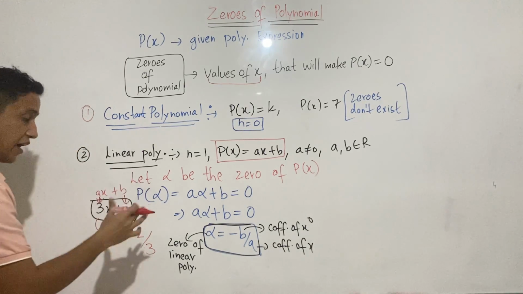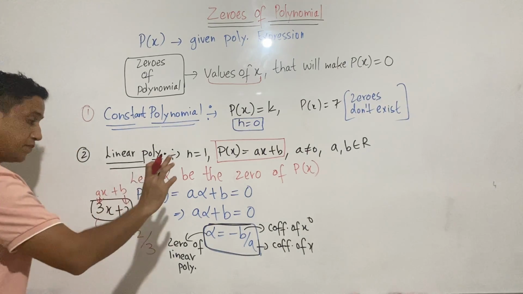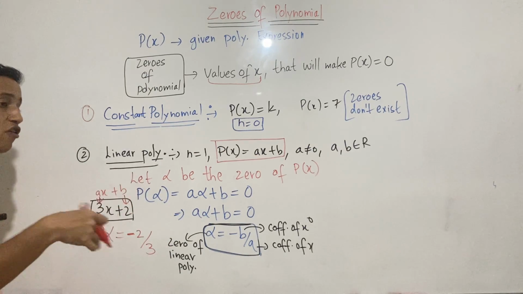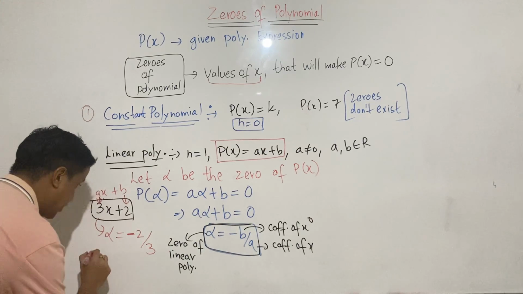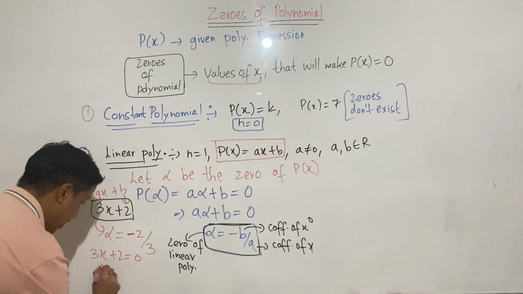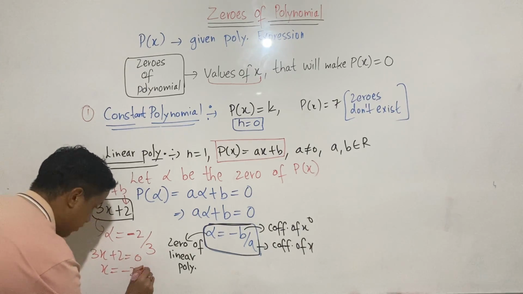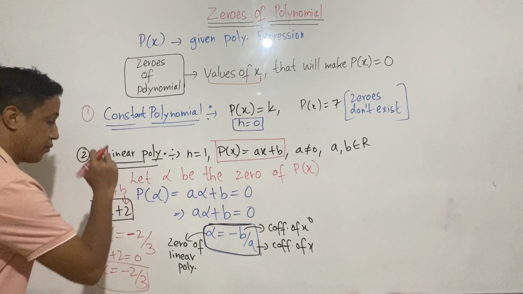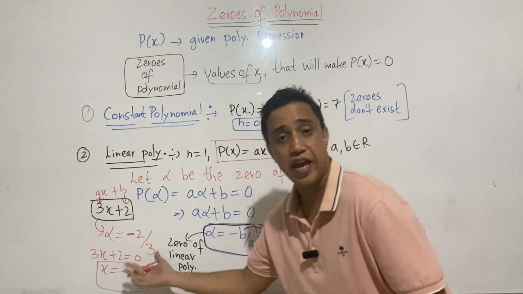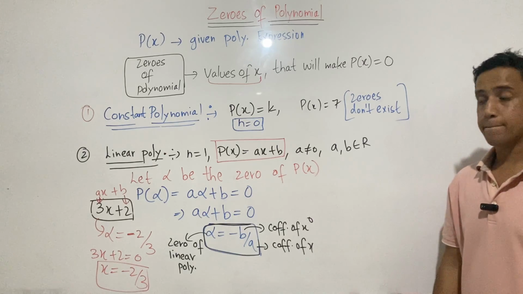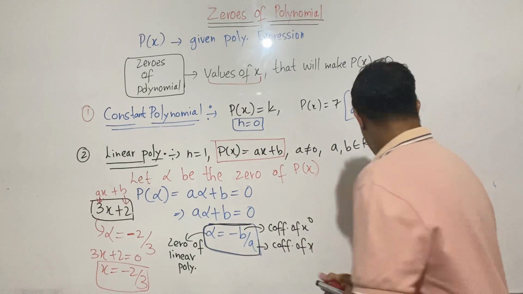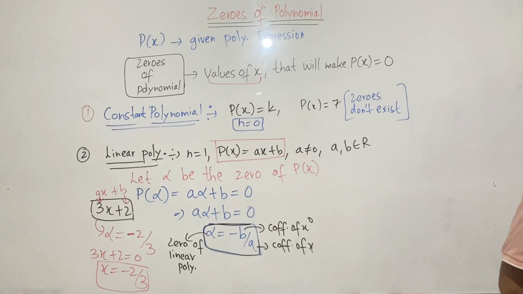Now let's find the 0 the other way. 0 means the value of px is going to be 0, right? So 3x plus 2 equal to 0, x is equal to minus 2 by 3. Now alpha means the value of x, so it's the same thing. I hope this is clear to you. Okay, now let's move to the next.